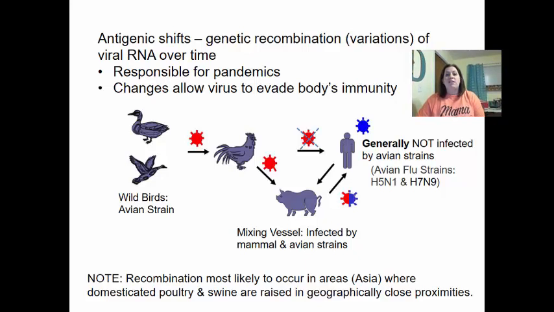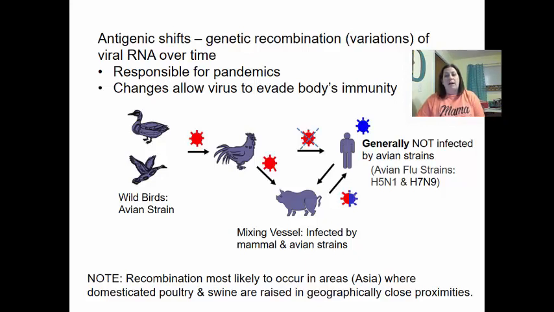The changes allow the virus to evade the body's immunity and make it harder for our immune system to fight it off. A lot of times we see the avian strain comes from wild birds, but it can then be transmitted to chickens and then on to pigs. This is where the pig is the mixing vessel. This is where we actually see a mixing of mammal and avian, which is bird, strains.